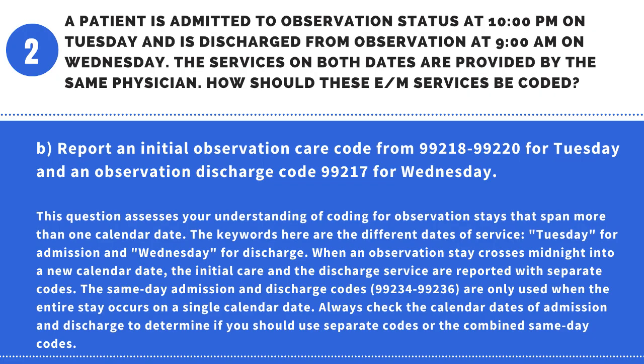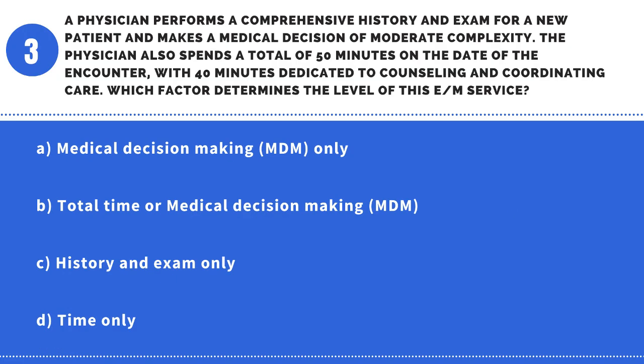Question 3. A physician performs a comprehensive history and exam for a new patient and makes a medical decision of moderate complexity. The physician also spends a total of 50 minutes on the date of the encounter, with 40 minutes dedicated to counseling and coordinating care. Which factor determines the level of this E/M service?